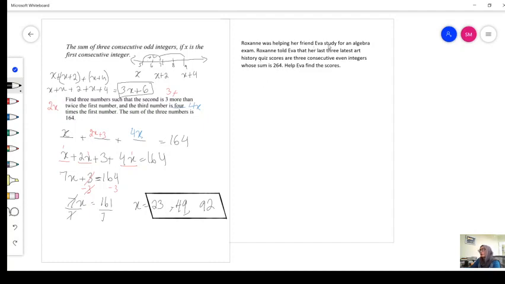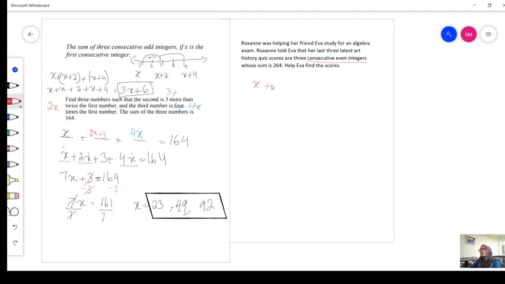Roxanne was helping her friend Eva study for an algebra exam. Roxanne told Eva that her last 3 latest art history quiz scores are 3 consecutive even integers, so let's underline this, even integers, whose sum is 264. Help Eva find the scores. Now the first integer, we would say that's x.